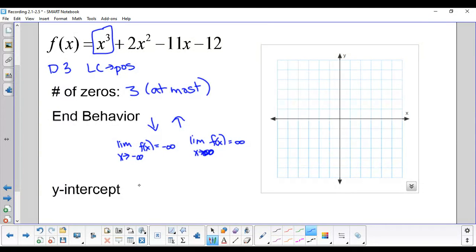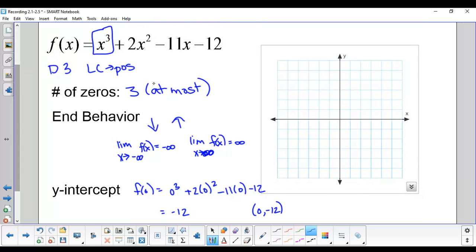Next, I'm going to find my y-intercept. Again, I usually start with these things because they're pretty quick to identify. And so I'm going to go ahead and plug in my 0, and I got 0 to the third plus 2 times 0 squared minus 11 times 0 minus 12. So 0, 0, 0. That means I got negative 12 out. My y-intercept is happening at 0, negative 12. So really, I don't have a ton of information that I can graph. I don't know how to factor this yet, but it's coming, don't worry.